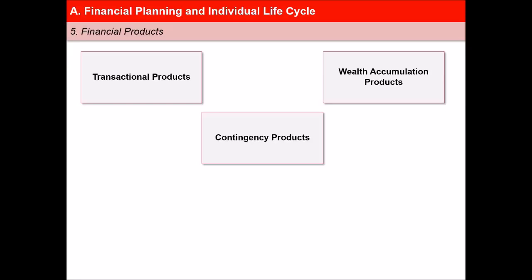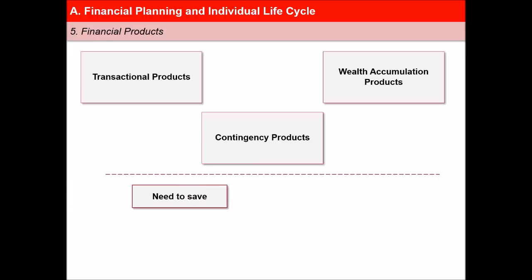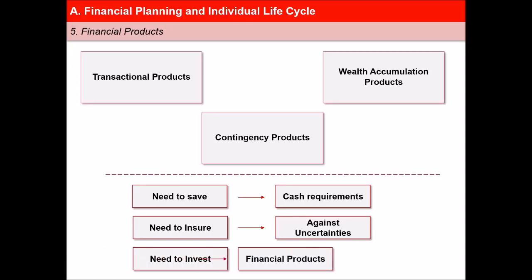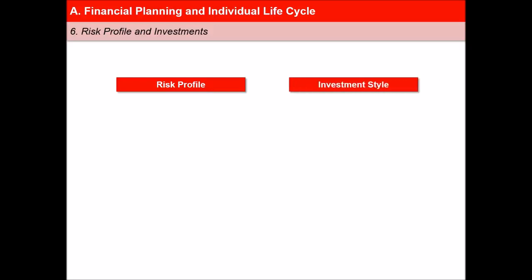An individual would typically have a mix of all the above needs, and thus may need to have all three types of products. In a nutshell, one may say that there is a need to save for cash requirements, a need to insure against uncertainties, a need to invest for wealth creation. It can be seen that as an individual moves from young earner to middle age and then towards the final years of one's work life, the risk profile or the approach towards taking risks also undergoes a change. The investment style also changes to keep pace with the risk profile.